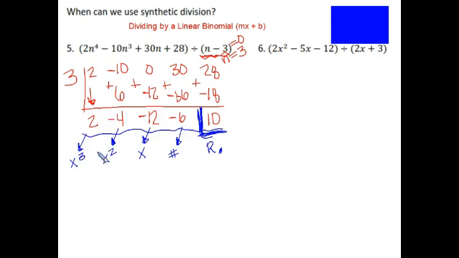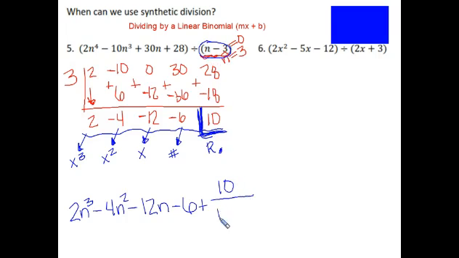So in the end, our quotient in this case would be 2n cubed, because our variables were n's. I mean, you could use x's if you wanted to, but we would have 2n cubed minus 4n squared minus 12n minus 6. So we're using these coefficients and what they represent to help us write our quotient, but we always need to add our remainder over our original divisor, and that was our n minus 3. So that's our synthetic division process.